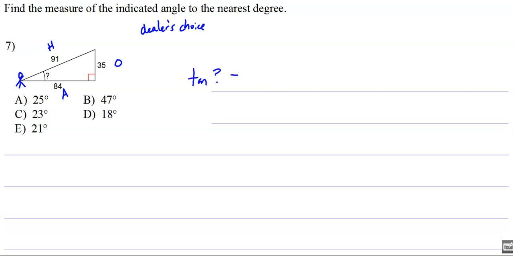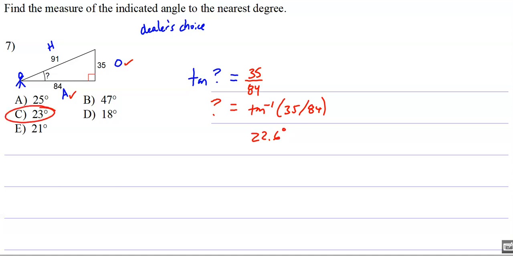So for tangent, I'm going to choose opposite and adjacent. So I'm going to say the tangent of I don't know is 35 over 84, and I don't know is inverse tan of 35/84. Second tan, 35 divided by 84. Boom. 22.6 degrees. They probably rounded up a little bit. Yep, 23.